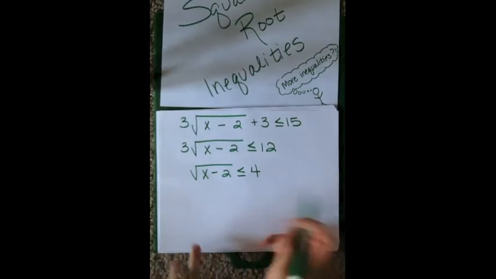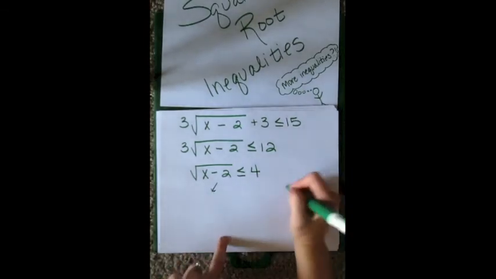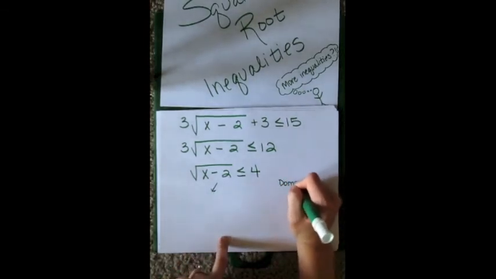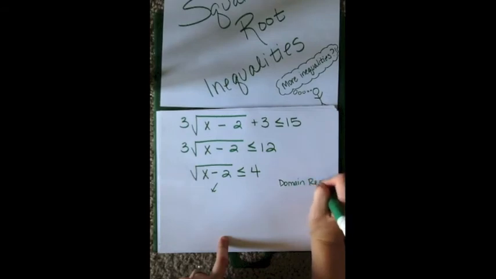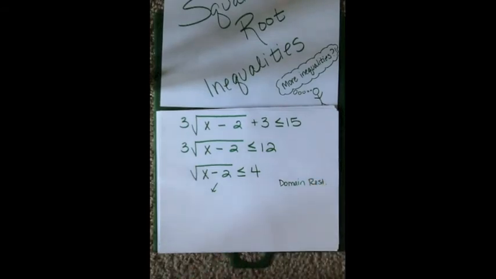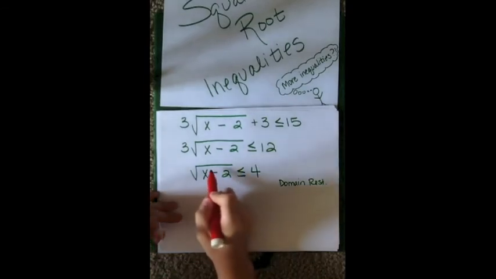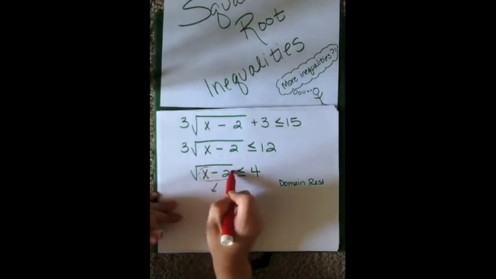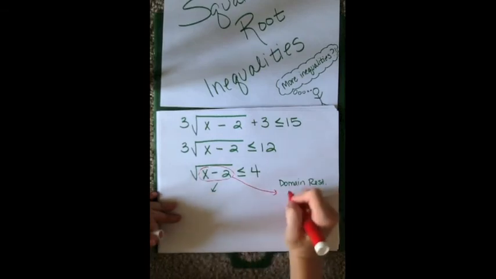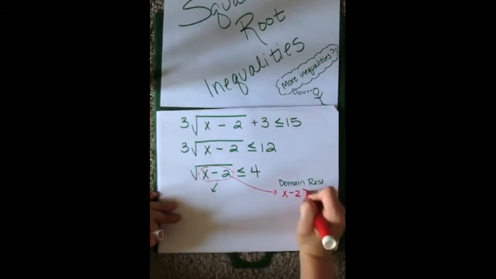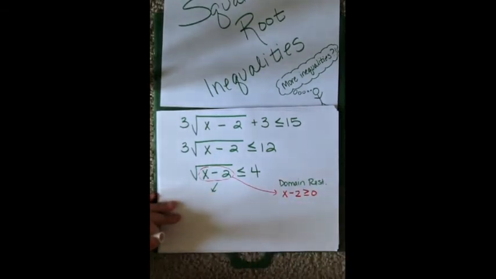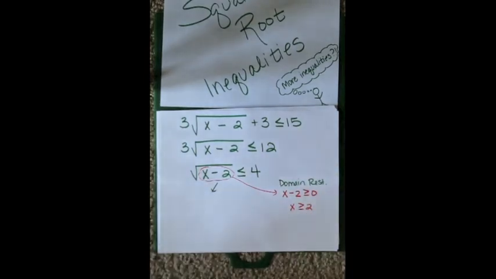I'm going to do 2 things here. I'm going to solve the equation as is, and then I'm going to look at my domain restrictions. Okay, so domain, again, is taking that inside part here and saying, okay, I know that this has to be greater than or equal to 0. So x has to be greater than or equal to 2. Has to. No matter what this other part says, x has to be greater than or equal to 2.